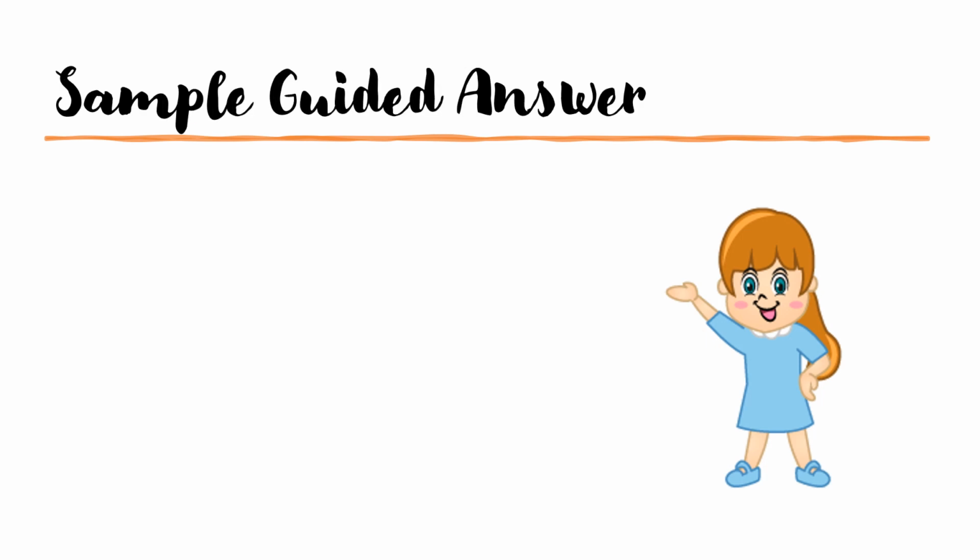Now here's a sample guided answer for your reference. You may start with the title for your article. You can provide a name, for example, Jelita Community Recreation Center, followed by your name as the writer, for example, by Eve Josette Owen.